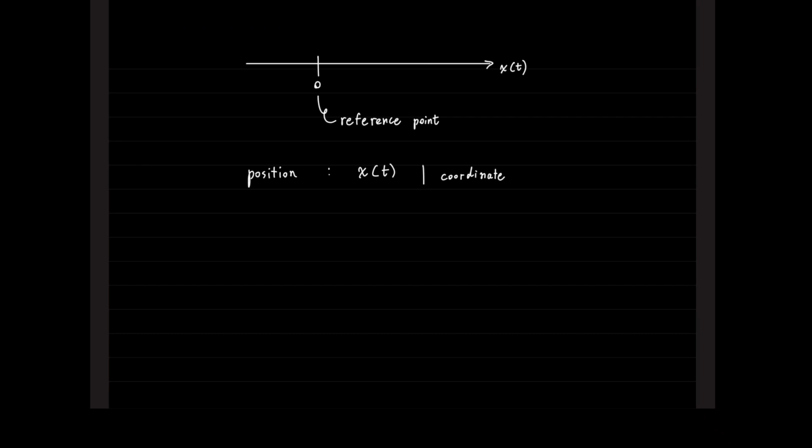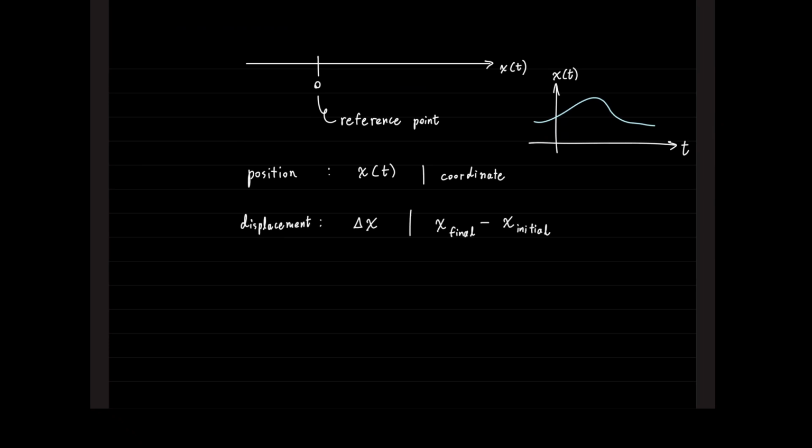Position is the coordinate that is measured from the reference point. This reference point is what you think of as the zero of what you're measuring. Position is also what you use in a graph. However, displacement is the change in position. In this case, it is the x in the final coordinate subtracted by the x in the initial position.